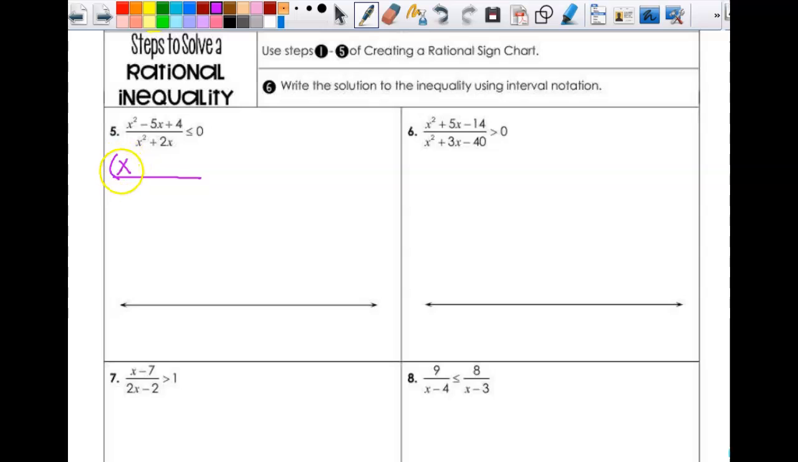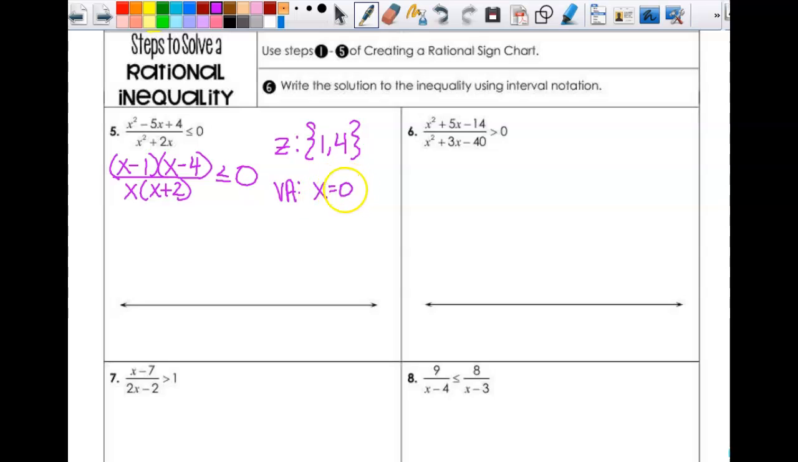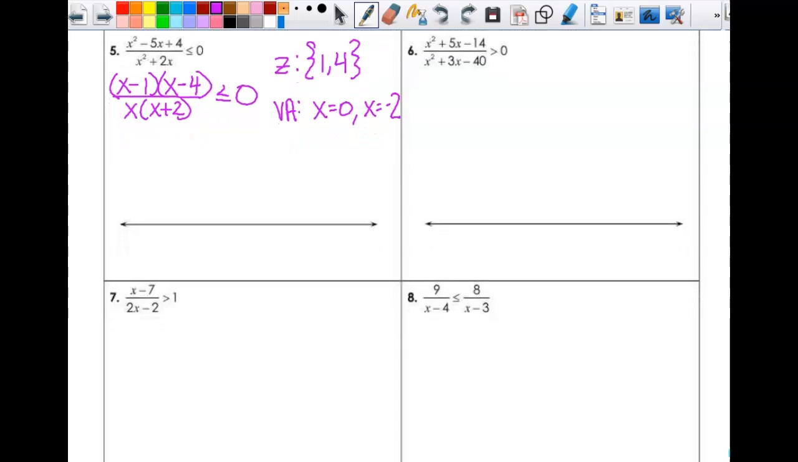Numerator is going to give me x and x. The signs are the same and they're both negative. This will be x minus 1 and x minus 4 over x times x plus 2. And that's less than or equal to 0. So my zeros come from the numerator. I have 1 and 4. My vertical asymptotes come from the denominator. x equals 0, x equals -2. So I have 4 things to put on here. I got a -2, a 0, a 1, and a 4.